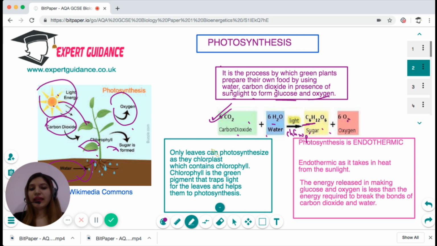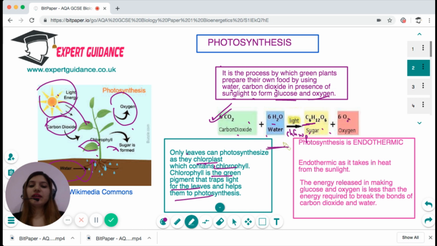Okay. Now, why only leaf can photosynthesize? Why not roots? The reason for that is the presence of chloroplast. The leaves have chloroplast, which contains chlorophyll in it, which is a green pigment that can trap light energy from the leaves. And helps them to photosynthesize.